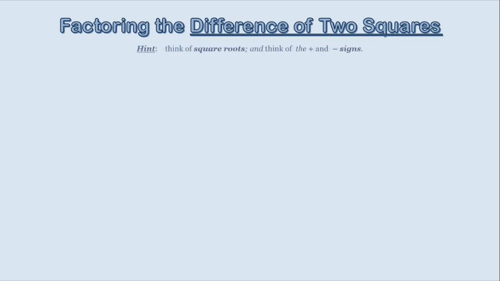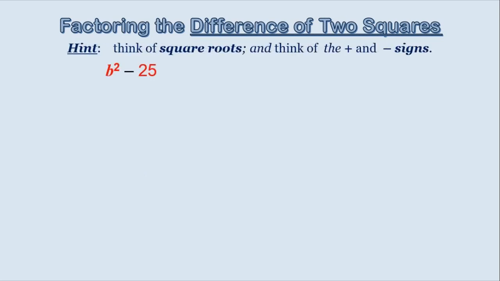In factoring the difference of two squares, you have to create two pairs of blank parentheses. Next, you should at least have these two things in mind. First, keep thinking of the square roots. Second, keep thinking of the middle operational signs.